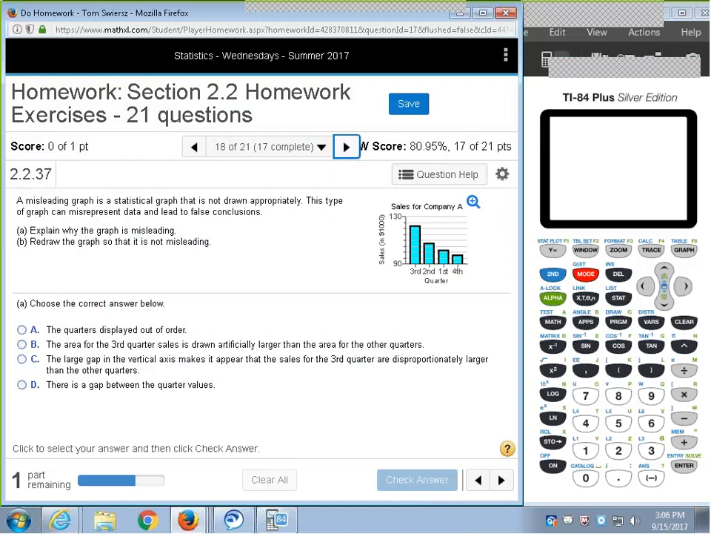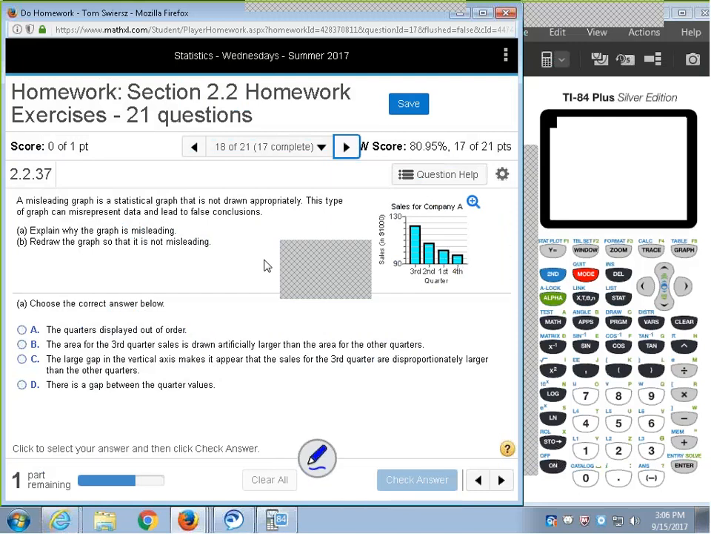A misleading graph is a statistical graph that is not drawn appropriately. This type of graph can misrepresent data and make a false conclusion. Explain why the graph is misleading. Okay, now, this is one of the first rules of a graph: the vertical axis, usually the y-axis, must start at the value 0. So this vertical axis starts at 90 and it goes to 130. The increments are 5 units: 95, 100, 105, 110, 115, 120, 125, 130. That's okay. But it starts at 90. It must start at 0.